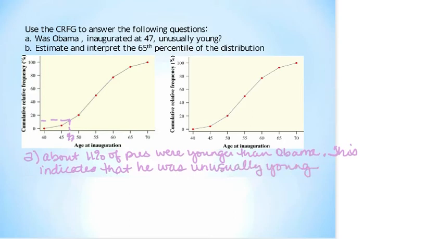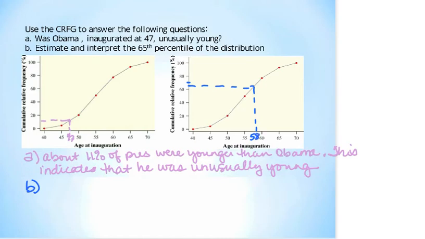Okay. Now, part B, I want us to estimate and interpret the 65th percentile of the distribution. All right, the 65th percentile, I'm going to go up here to 65. That's 70, so I'm going to guess 65 is right about there. And I'm going to go across here. Now, I understand it would be better if I actually had a ruler, and I don't. And I end up right about here, which looks like a 58 to me.